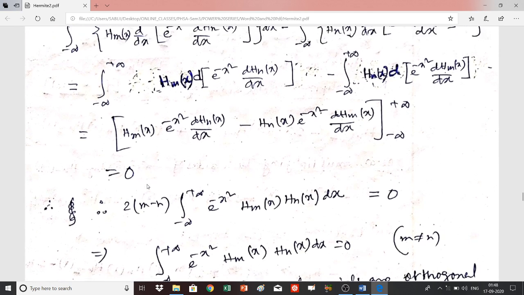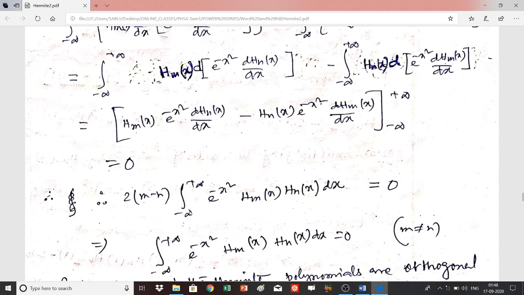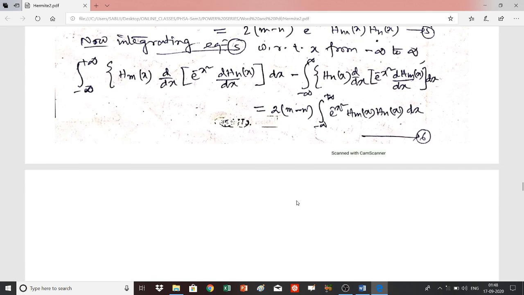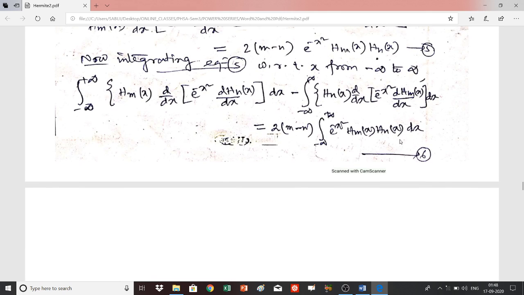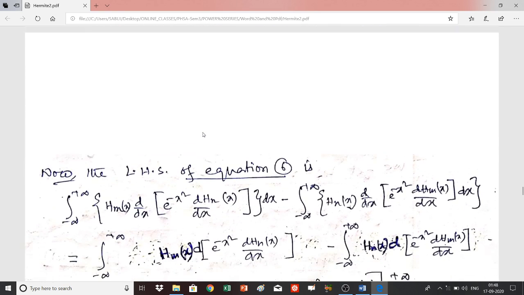So from equation 6, finally you will get 2(m minus n) times the integral from minus infinity to plus infinity of e to the minus x square Hm(x) Hn(x) dx is equal to 0. If you see equation 6, these two terms will cancel, and the resultant of these two terms is 0, so this term will be 0, and that is written here.